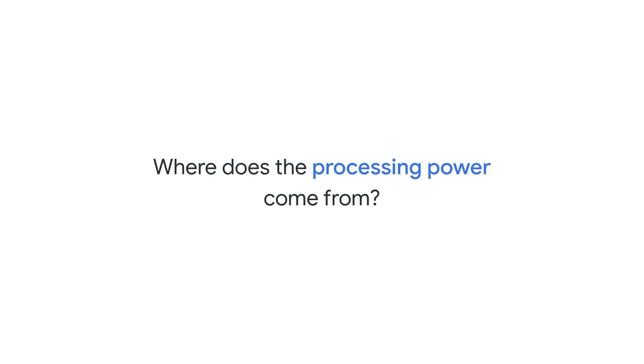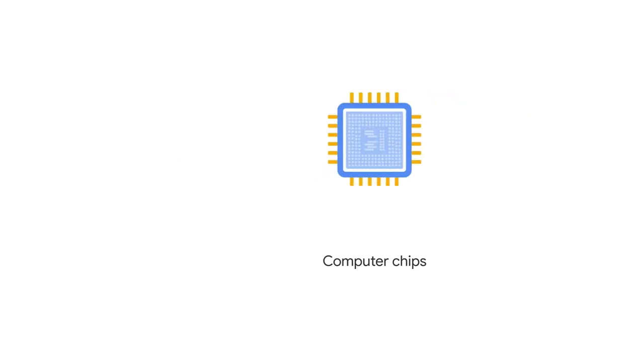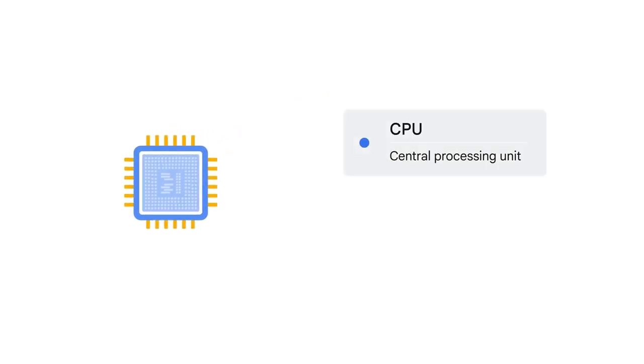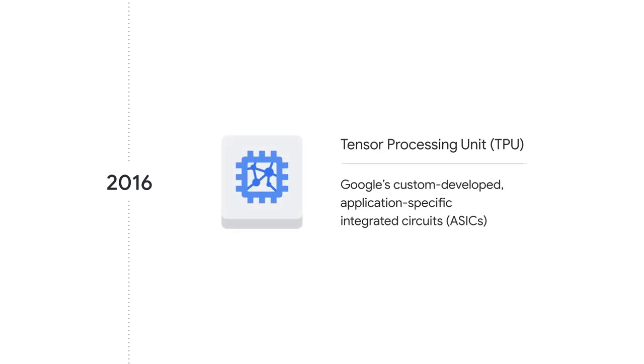Where does the processing power come from? It's from the hardware, computer chips. However, traditional computer chips, like a CPU, or central processing unit, and even the more recent GPU, or graphics processing unit, may no longer scale to adequately reach the rapid demand for ML. To help overcome this challenge, in 2016, Google introduced the Tensor Processing Unit, or TPU.